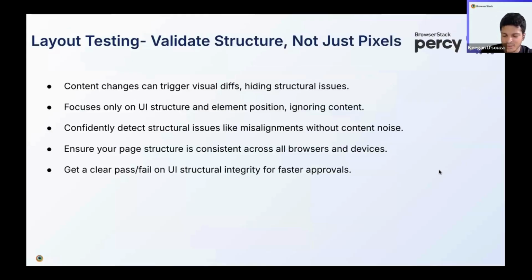Coming to our third AI capability, this is layout testing. Imagine you've got an e-commerce website. That's a very common example. The layout and structure of your website is going to be the same most of the time. You're going to have a top nav, maybe a bunch of categories on the left-hand side, and a bunch of product cards and categories.